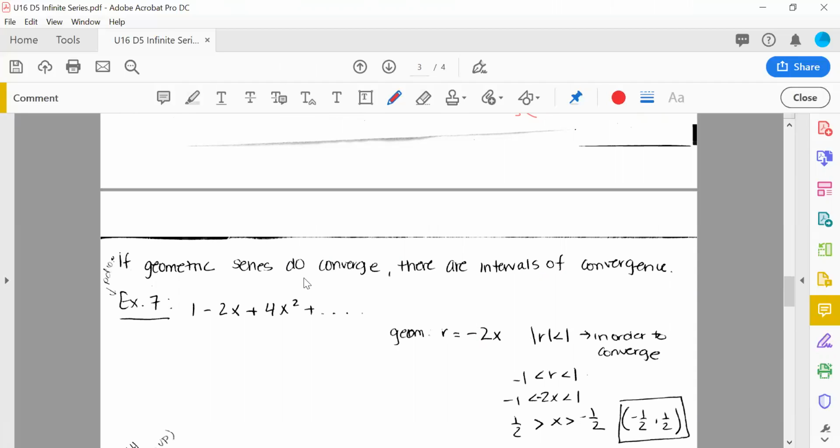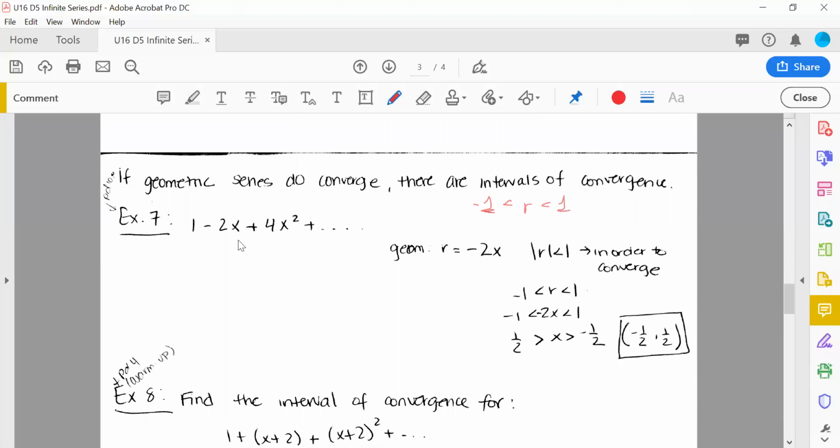If geometric series do converge, there are intervals of convergence. What does that mean? It's basically stating that R has to be between 1 and negative 1. These are the intervals of convergence. If R is greater than 1, it diverges. If R is less than negative 1, it diverges. So find the intervals of convergence for this particular value right here.